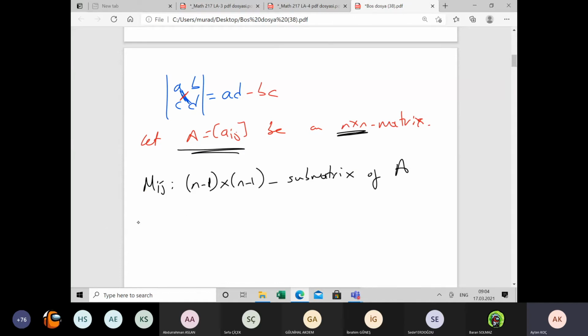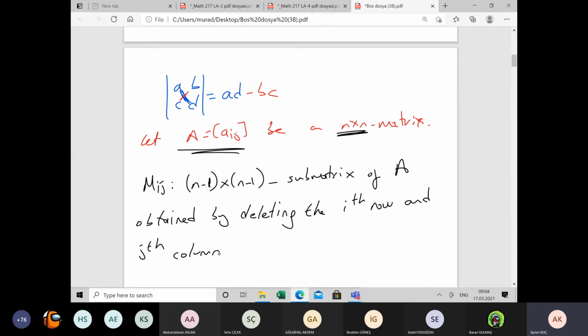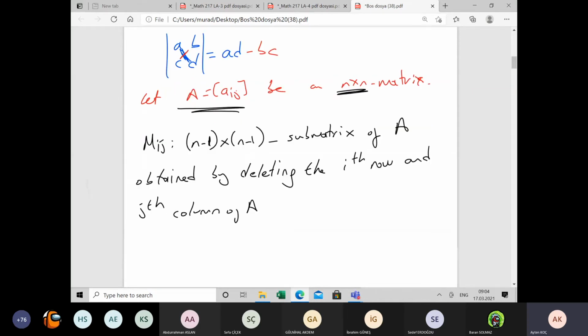This one is obtained by taking the matrix with the sum and the row and column. It's okay. The ith row and jth column on matrix A. What does it mean?